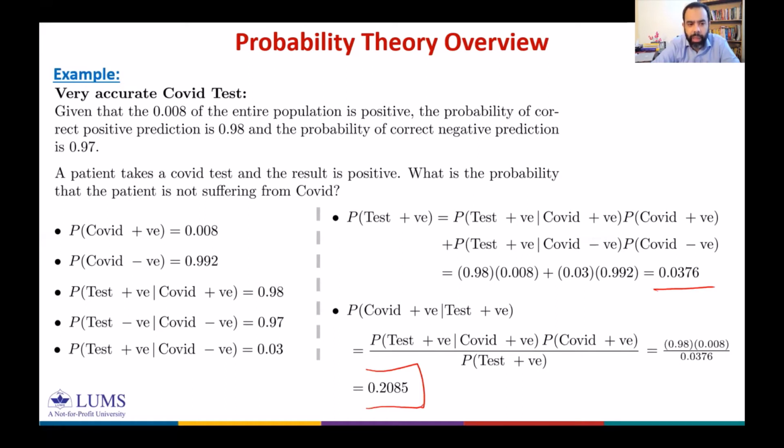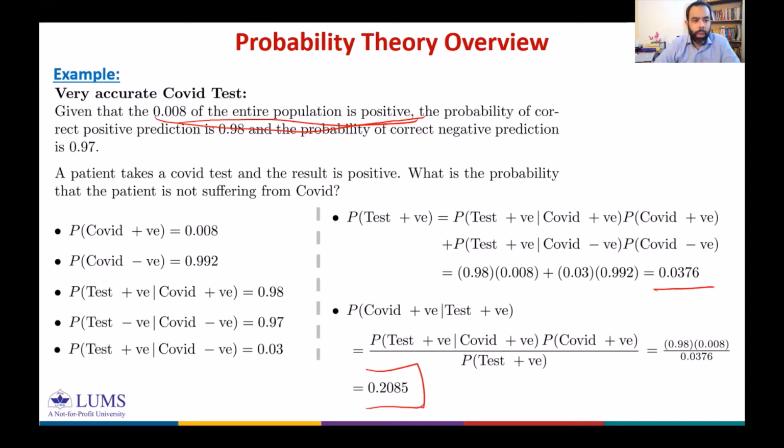And this is due to the fact that in the entire population, the probability of positive is very, very small, right? You only have 0.8% of the entire population that is positive. Right? This was a demonstration of the use of Bayes theorem to find conditional probability.